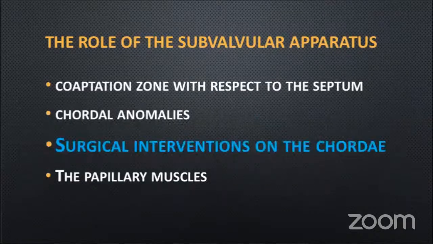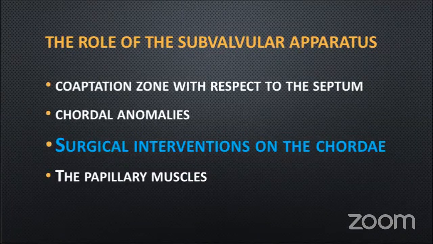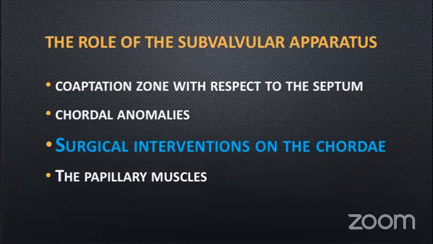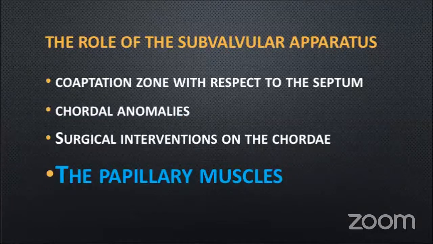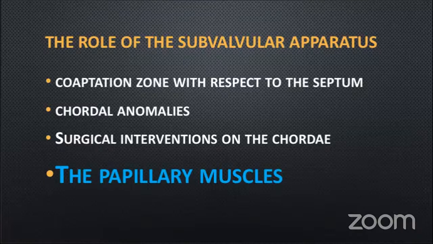The surgical interventions on the chordae, including transection, translocation, and reimplantation, may also result in SAM in inexperienced hands. The papillary muscles are of special importance in asymmetric ventricular hypertrophy, where anterior and medial displacement of the papillary muscle significantly influences systolic anterior motion.